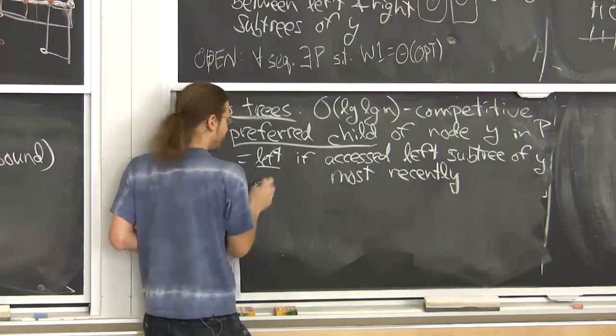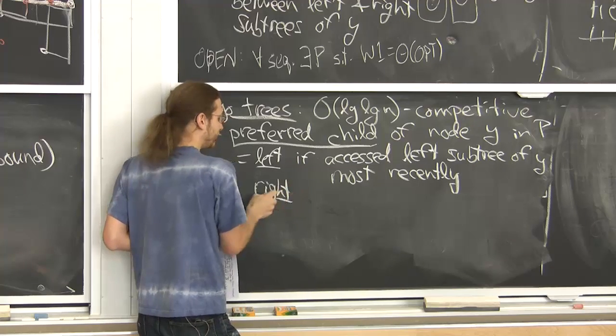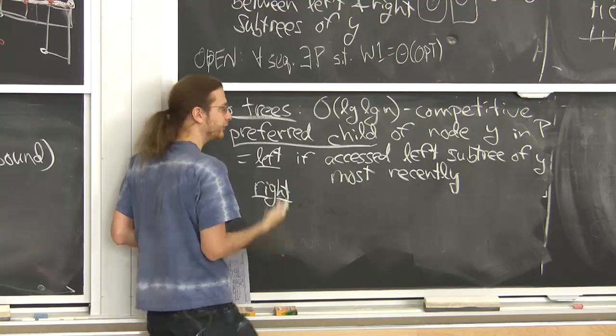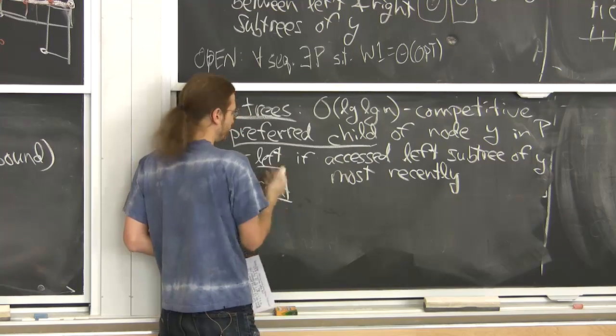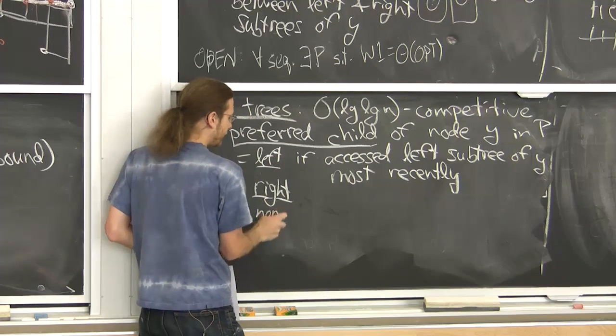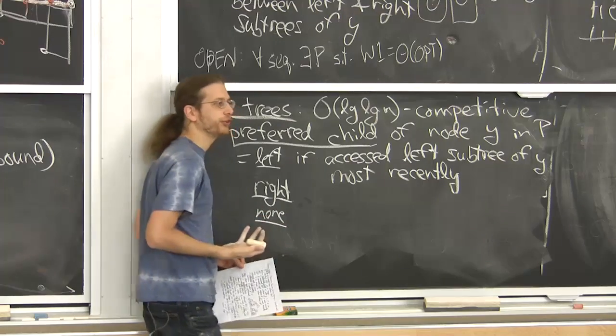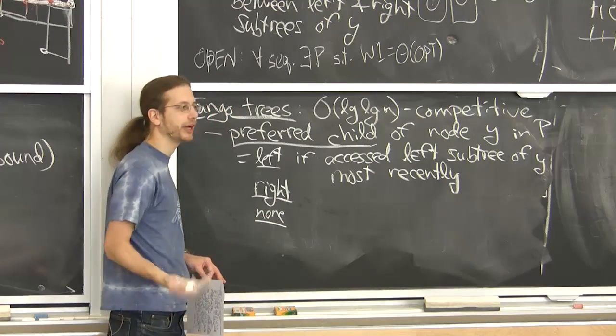It's the right child if we access something in the right subtree most recently. So we're just looking at left and right subtree accesses. What was most recent? There's a special case in the beginning, which is you don't have a preferred child because you haven't accessed either left or right yet.